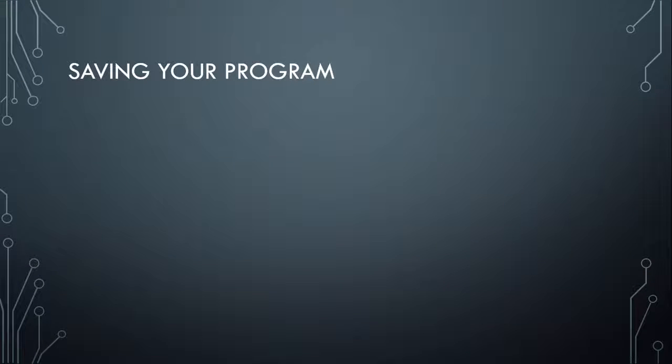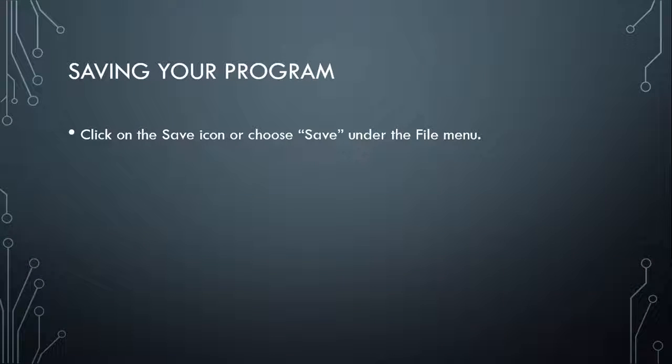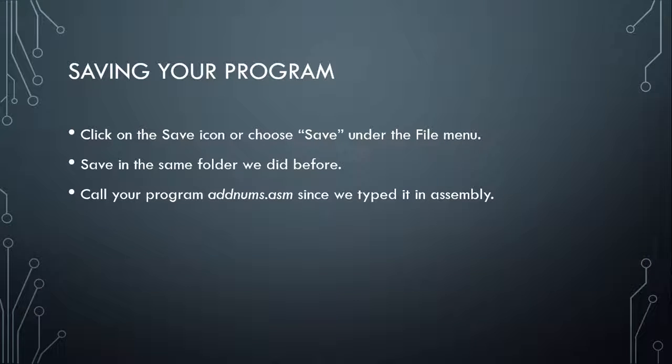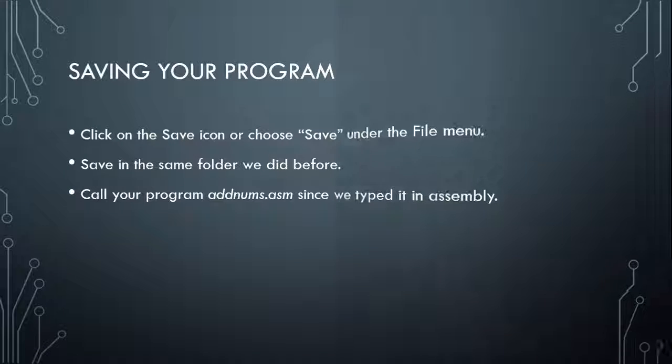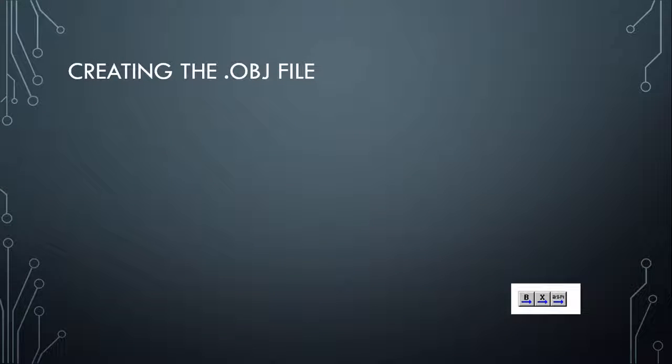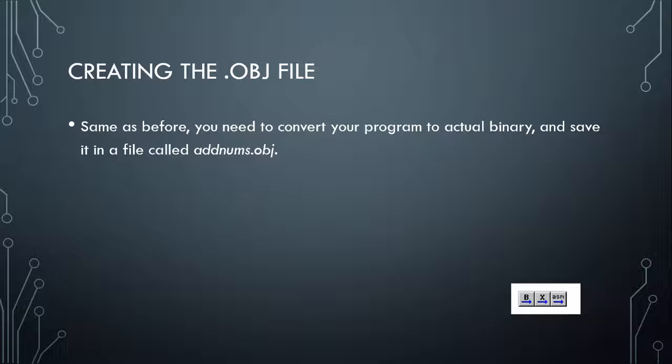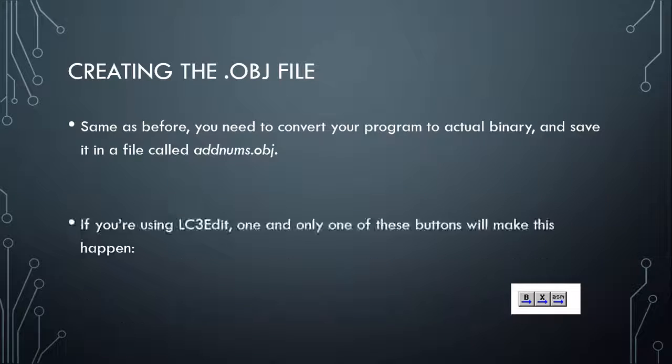All right, let's look at saving that program though, just as we've done before. We click on the save icon or choose save on the file menu. We save in the same folder we did before. We're going to call it addnums.asm since we typed this in assembly. Then we're going to create the object file. Same as before, we have to convert it to actual binary and save it in a file called addnums.obj.